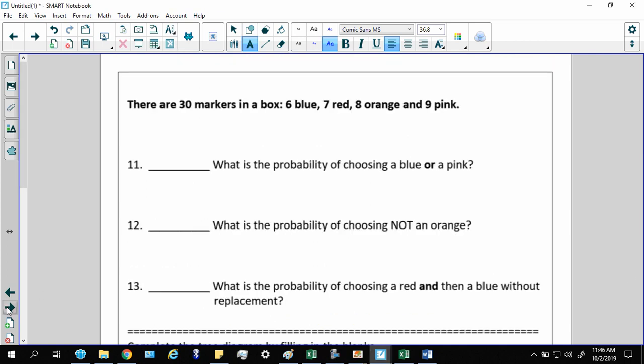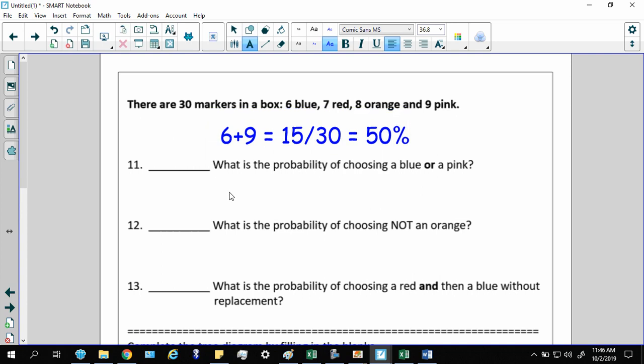All right, the next question. There are 30 markers in a box: 6 blue, 7 red, 8 orange, and 9 pink. What's the probability of choosing a blue or a pink? So, probability of choosing a blue or a pink. We have 6 blues. We're going to add them to 9 pinks. We're going to get 15, and then we're going to divide that by 30, which gives us a 50% chance.